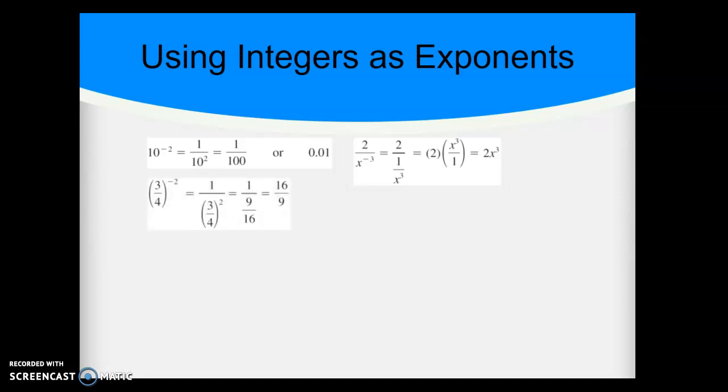Here, we have an entire fraction as our base with a negative exponent. So we flip that entire fraction. We can skip these 2 middle steps. If you flip 3/4, you get 4/3. And now that's to the +2 power. So that means the 4 gets squared on top to get 16, and the 3 gets squared on bottom to get 9.